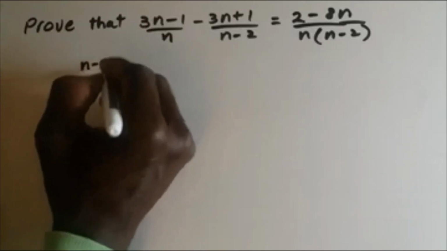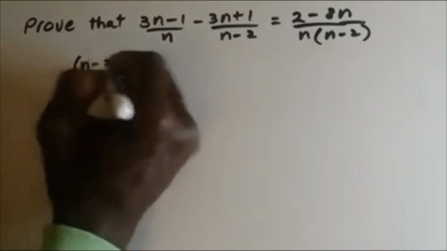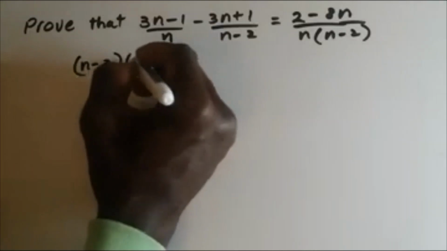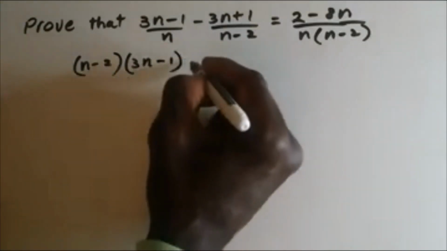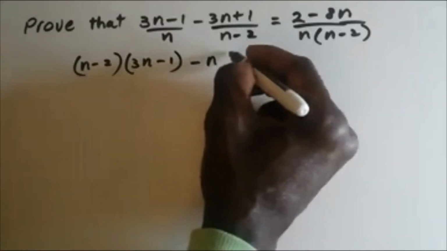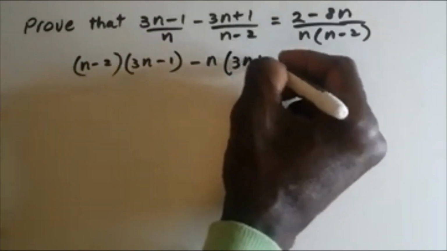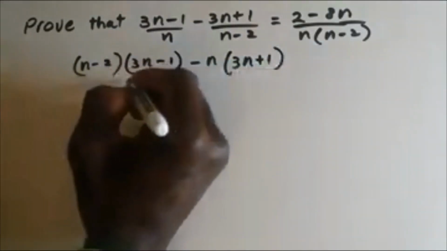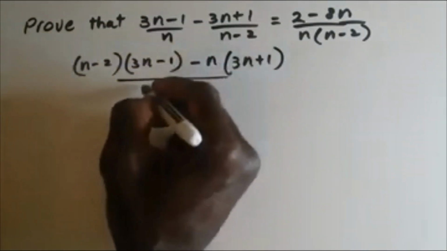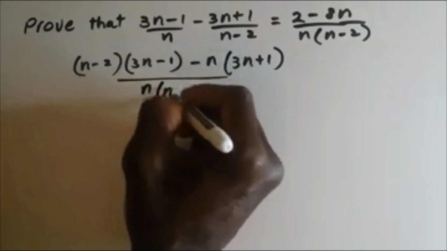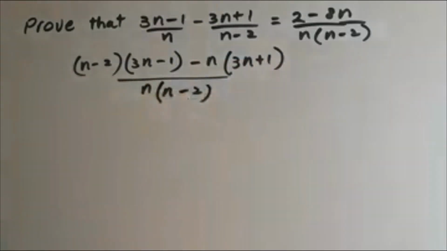So we have n minus 2, brackets 3n minus 1, and that's minus n into 3n add 1. Our denominator remains the same, but we'll bring them together to multiply to get n into n minus 2. We'll leave that as it is.